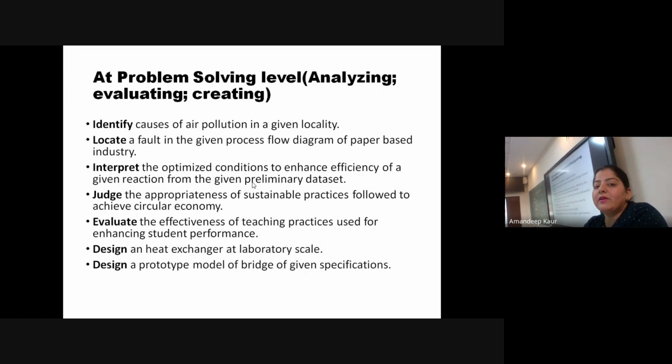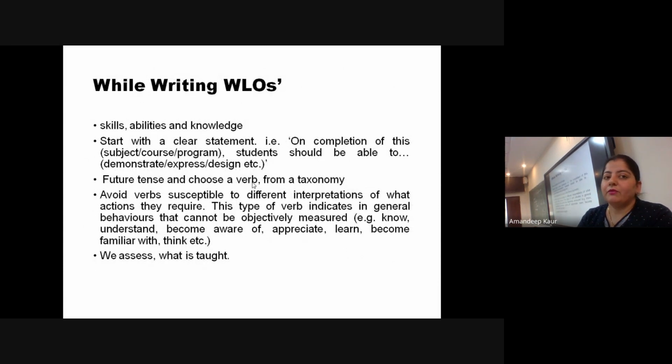Evaluate the effectiveness of teaching practices used for enhancing student performance. Design a heat exchanger at laboratory scale. Design a prototype model of a bridge of given specification. So these can be the examples of problem solving level, that is analysis, evaluation, and creation. So these are a few of the examples that we can use.